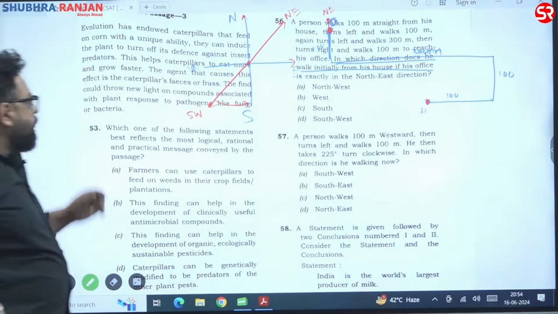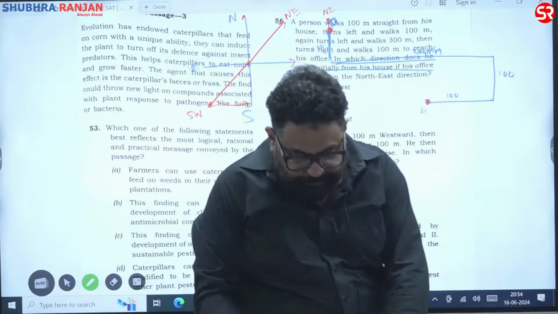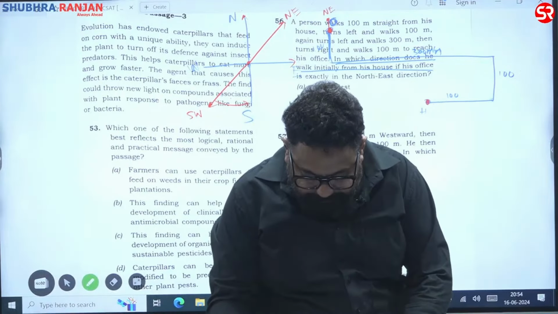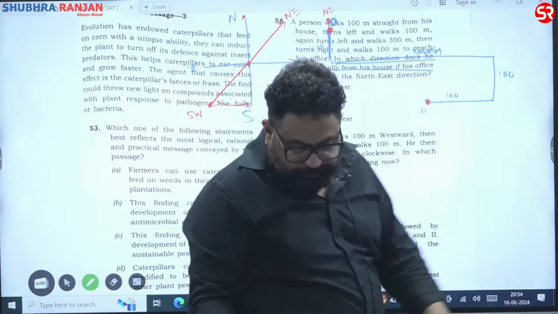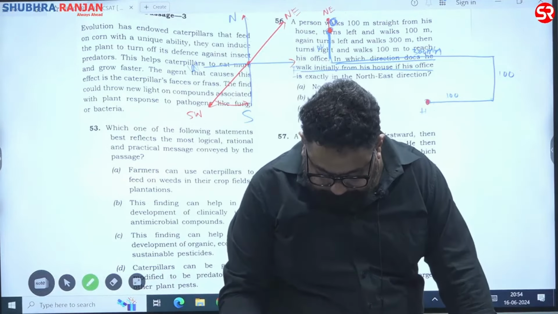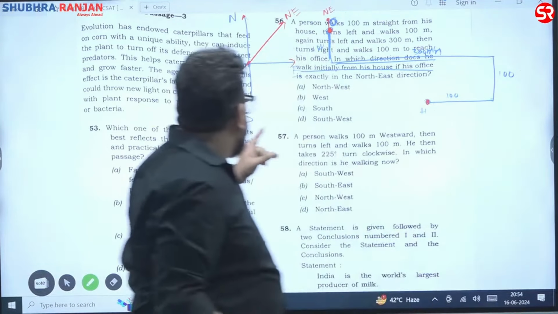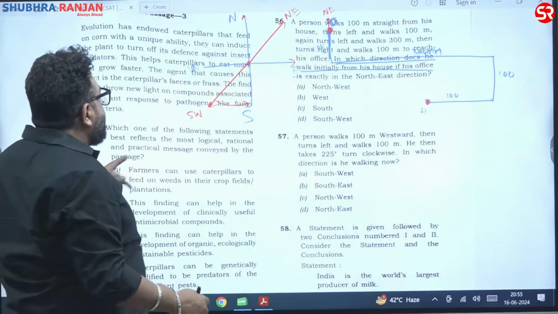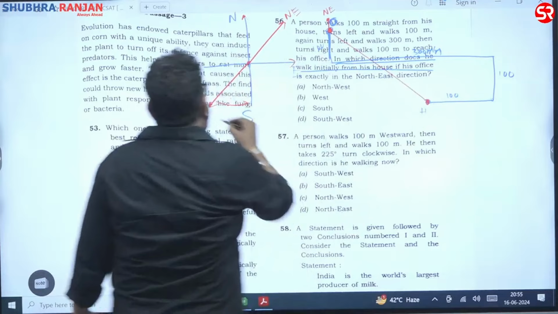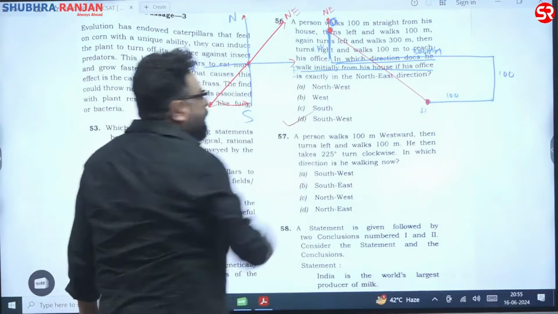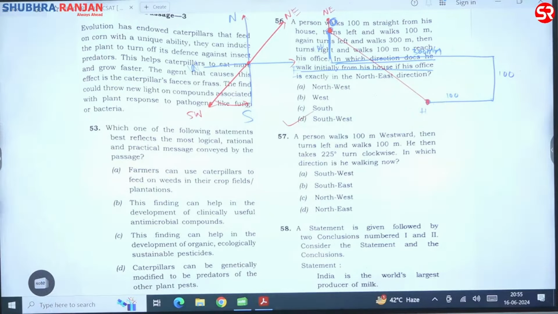So your answer would be, let me check my answer. What is my answer? Answer of 56. I think it is directly opposite to this. Look, this is exactly opposite. It has to be southwest. It is southwest as your answer. Is that fine, guys? Check it.